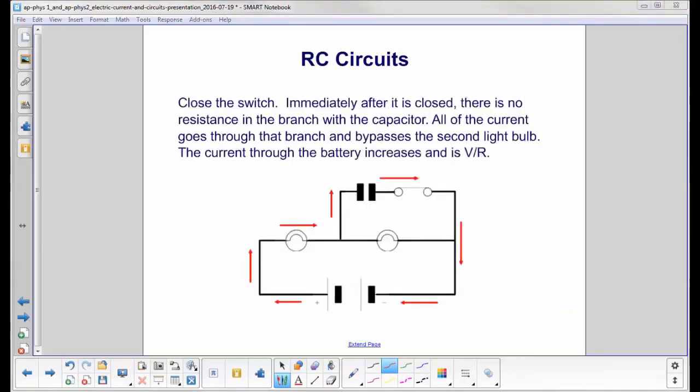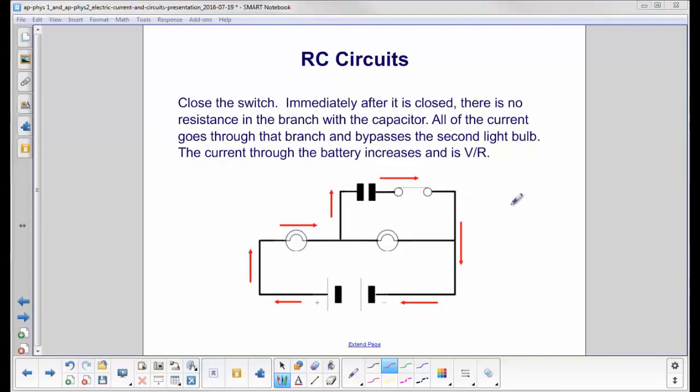Now close the switch. Immediately after it is closed, there is no resistance in the branch with the capacitor. Remember, we don't have any charges on the capacitor yet, so there's no potential here opposing the flow of current. This looks like something called a short circuit. There's no resistance there at all. So the current flow is now through this light bulb, comes up this branch, and down here.